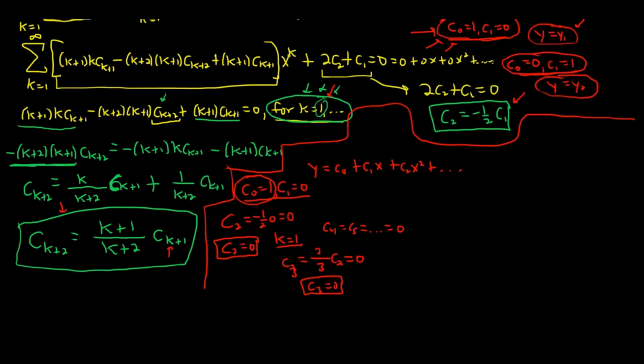Now you plug in your c's. By the way, this is y1. So then y1 is equal to, well, C0 is 1, and the rest of them are 0. So y1 is equal to 1. That is our first answer, right? That is our first answer. It only took 19 minutes and 19 seconds. That is our first answer.